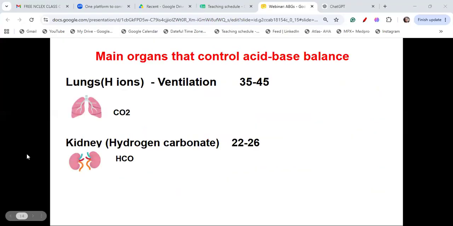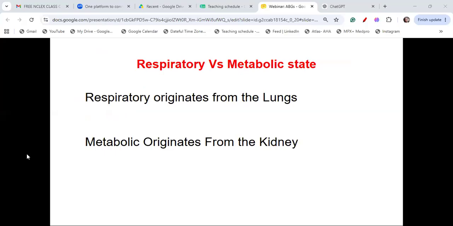Now, I've said that you have two main organs that are used to control or regulate the pH: the lungs and the kidneys. When someone is experiencing respiratory disorders, the kidneys come in to compensate. When an individual is experiencing metabolic disorders, the lungs come in to compensate. Again, to echo, respiratory ABGs originate from the lungs, whereas metabolic disorders originate from the kidney.